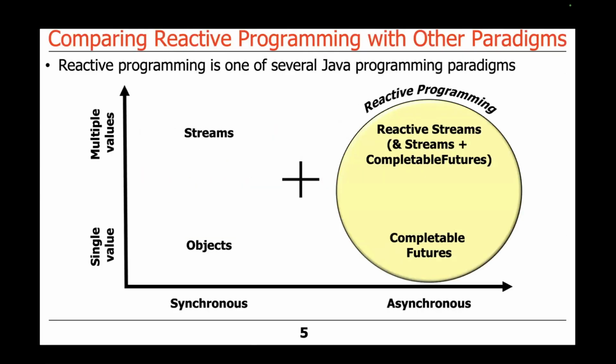So let's start off by talking about how to compare and contrast different paradigms for programming in Java. Reactive programming is just one of many Java programming paradigms, and I've organized them into this 4-fold chart where we have the dimension of synchronous versus asynchronous processing and programming on the x-axis, and then we have single value versus multiple value results on the y-axis.